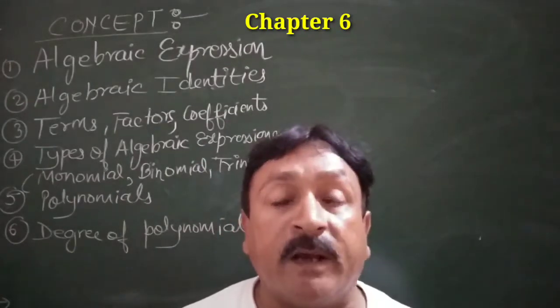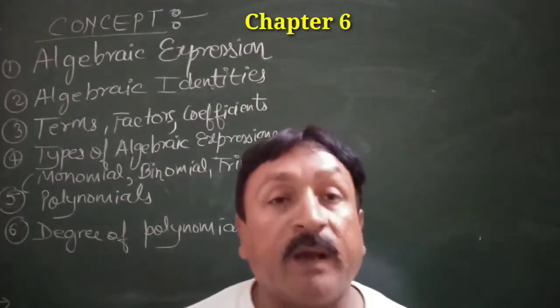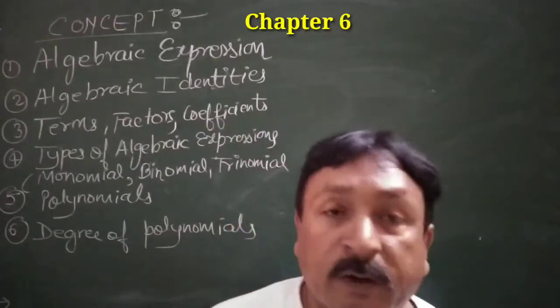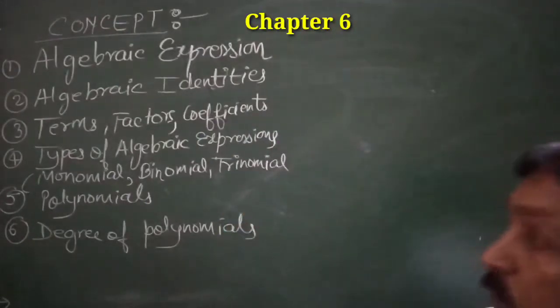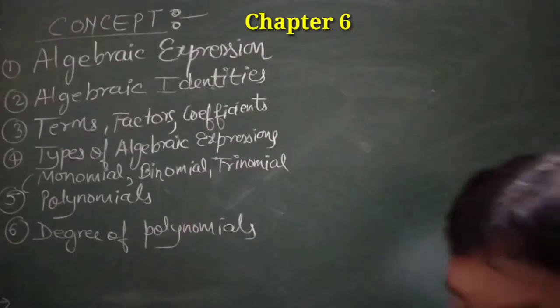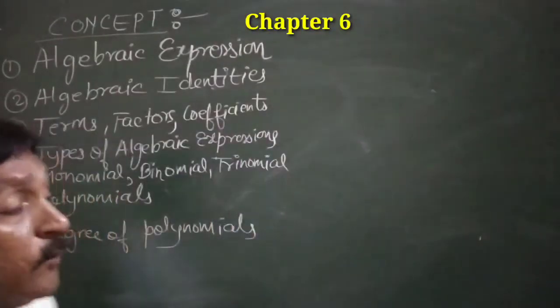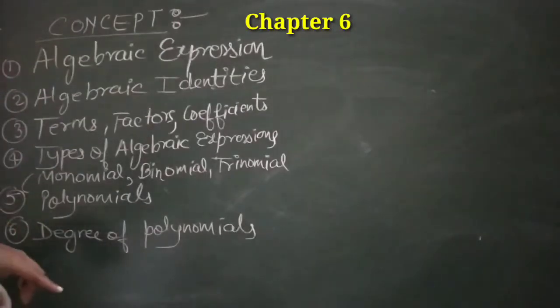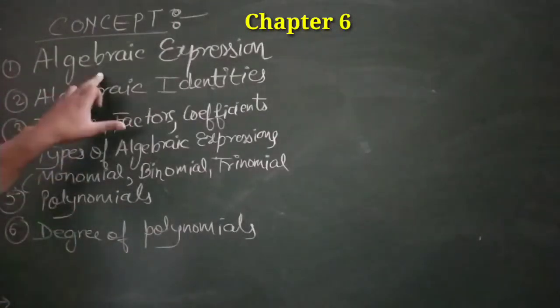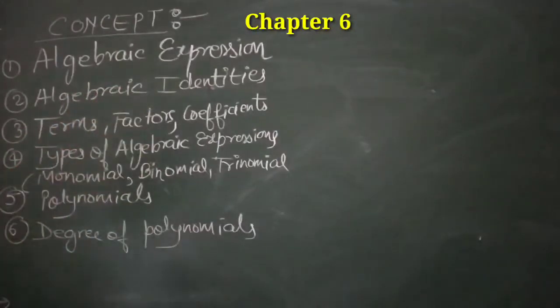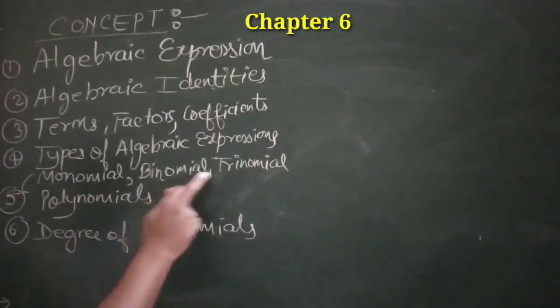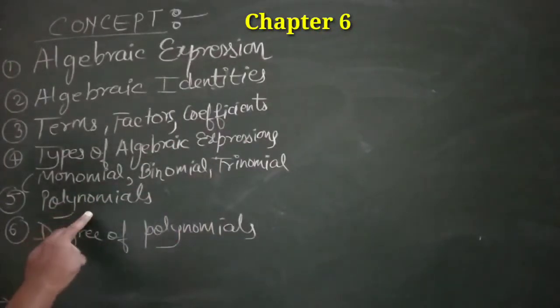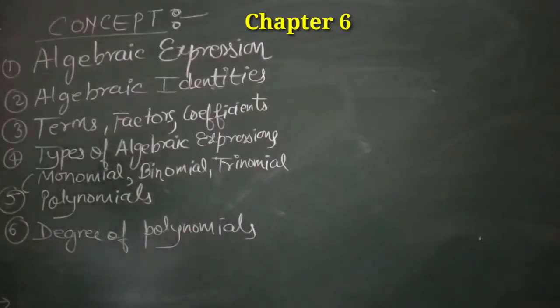The name of the chapter is, you can see from your books, algebraic expressions and identities. See the concepts for solving exercise 6.1 and some concepts related to the chapter. So these are the concepts which we have to understand: algebraic expression, algebraic identities, terms, factors, coefficients, types of algebraic expressions, means monomial, binomial, trinomial, and what are polynomials and what is the degree of a polynomial.